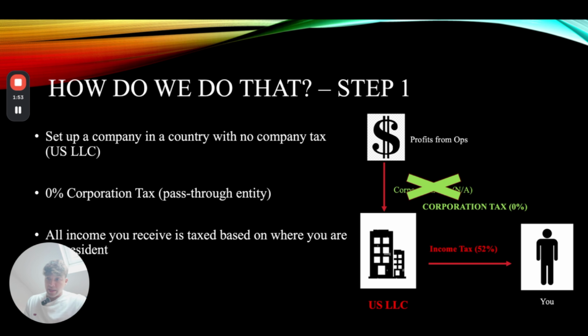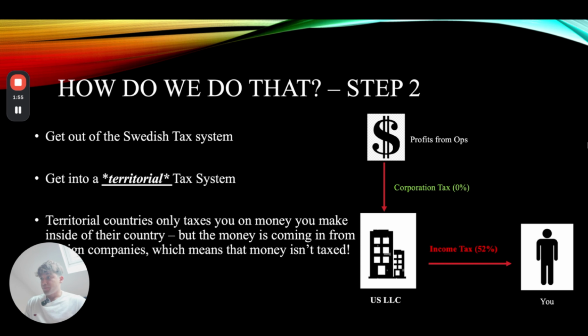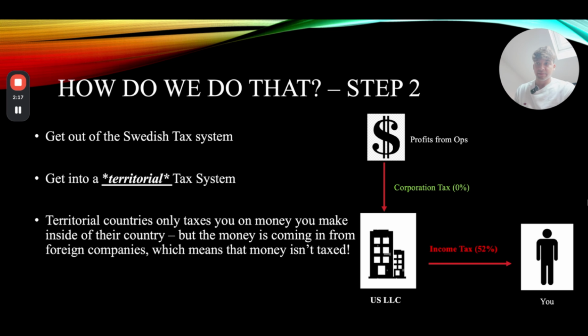And then we need to take care of this income tax. So we get out of the Swedish tax system. This is an example. This could be any tax system in the world that you're in right now. And we get into a territorial tax system. Now, territorial countries only tax you on money you make inside of their country, that's sourced inside of the country. But if the money's coming from a foreign company, that money's not taxed, right? Territorial taxation, you're only taxed on locally sourced income.